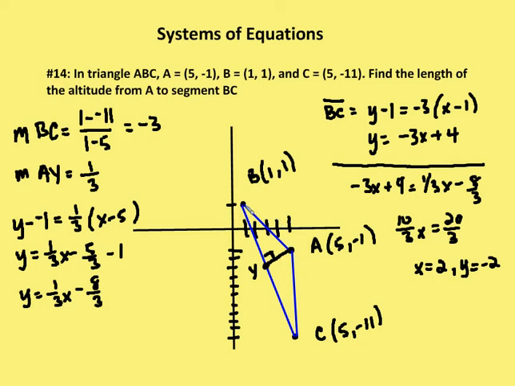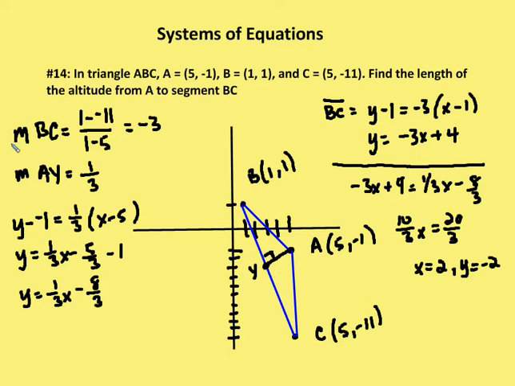The first is we need to find out the slope of BC. Once we have the slope of BC, we can figure out the slope of AY, because we know that the slope of AY will be the opposite reciprocal of the slope of BC. Once we have the slope of BC, we can figure out the equation for both AY and BC. And then after that, we'll find the point of intersection between BC and AY. Once we have that point, we can use the distance formula to find AY.